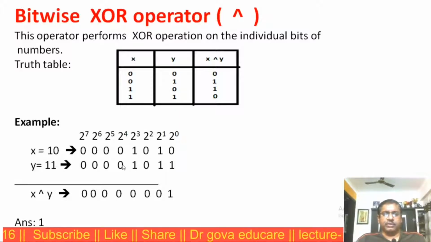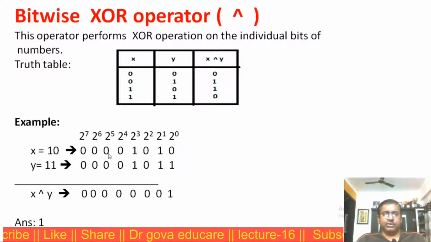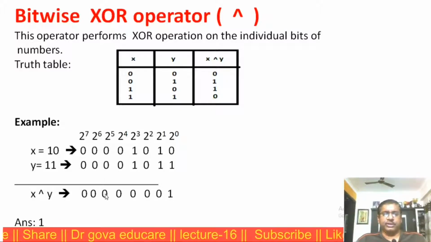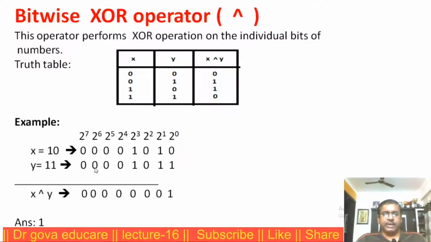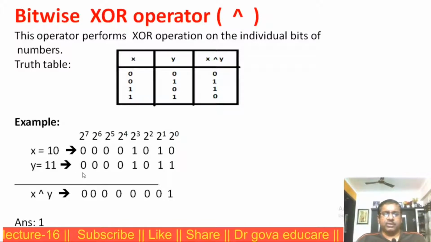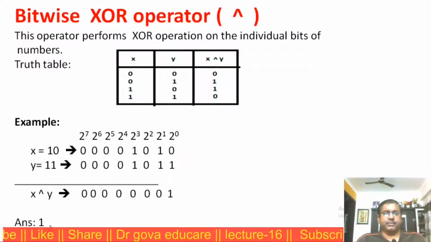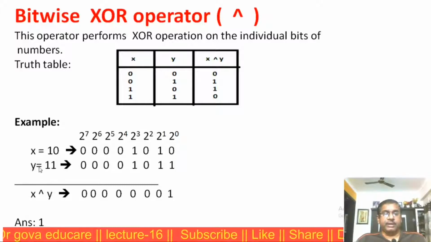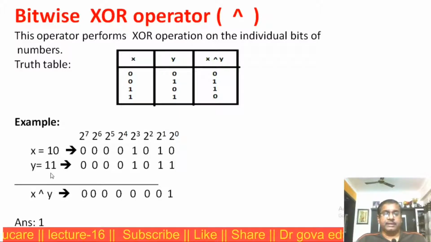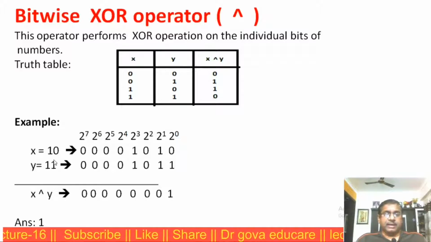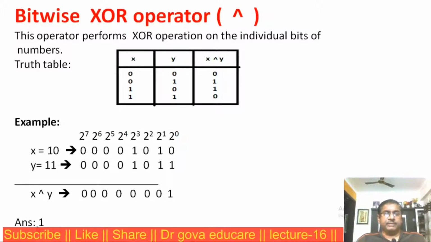Exclusive OR of 0 and 0 is 0, and this continues for the remaining bits, all 0. Now the final answer is 1. That is, x equal to 10, y equal to 11, exclusive OR of x and y is 1.